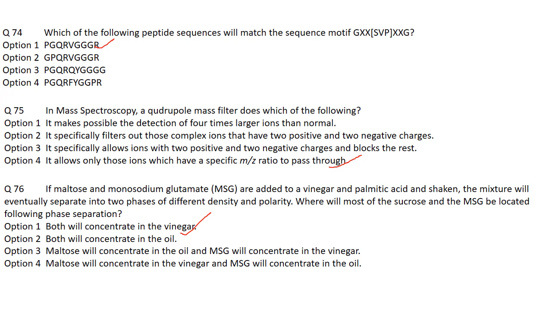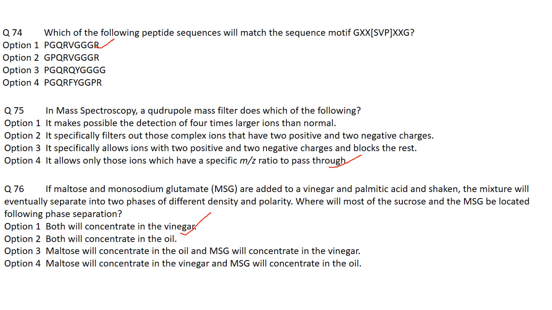Next one. In mass spectroscopy, a quadrupole mass filter does which of the following? So it allows those ions which have specific m/z ratio to pass through. Then next one. If maltose and monosodium glutamate are added to a vinegar and palmitic acid and shaken, the mixture will eventually separate into two phases of different density and polarity. Where will most of the sucrose and MSG be located during phase separation?